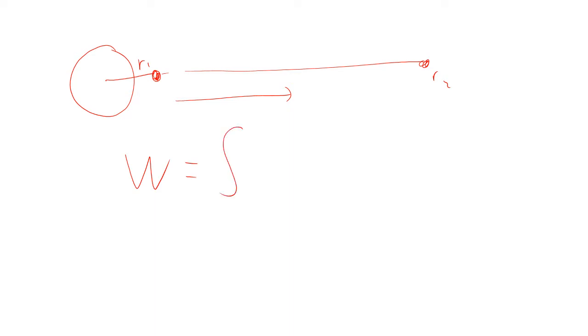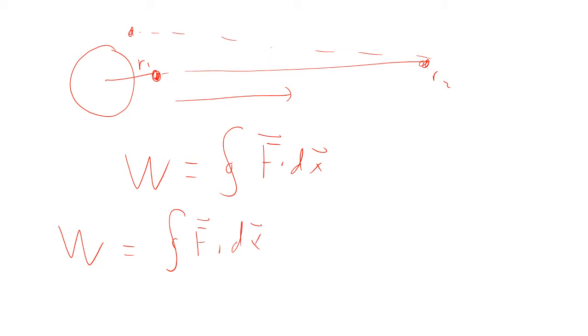So we say, okay, we've got an object right here, at some point, which is r1 away, and I want to go out to some r2. I know that I have to do work. Work is the integral of F dot dx. We could be even more complicated than this: we start here and want to go out to here. In that case we would do a path integral of F dot dx, along this path right here, and then that path right there.